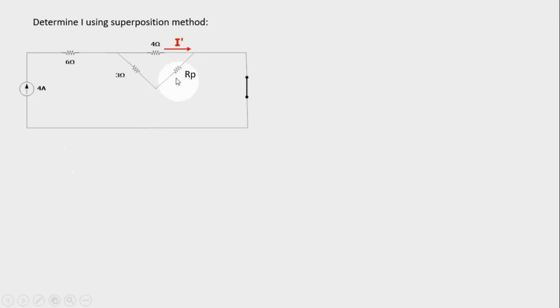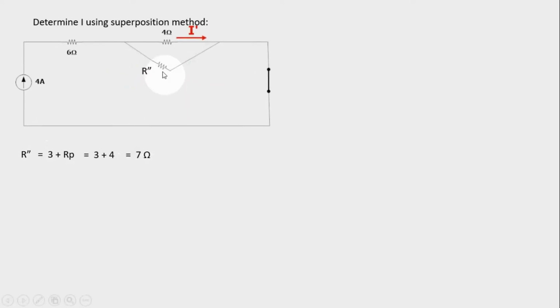So we see here that RP is in series with 3 ohms, and we name that R prime. So R prime is 3 plus RP, and RP is equal to 4. So R prime is actually 7 ohms. And that R prime is in parallel with 4 ohms.